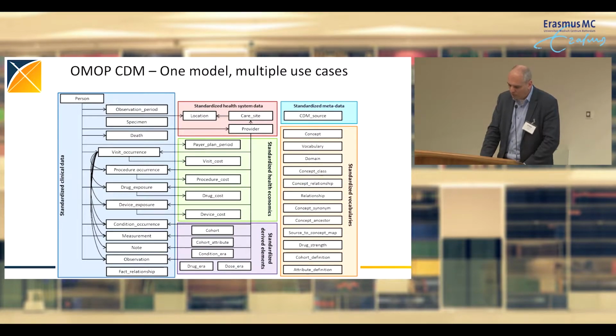So the OMOP CDM, now lots of people in the room of course know this very well, others are new. It is a model which supports more than one thing. Yes, there's a lot of safety, there's a lot of drug outcome, there's a lot of outcome to interventions, but there are more use cases than that that you can do, okay?